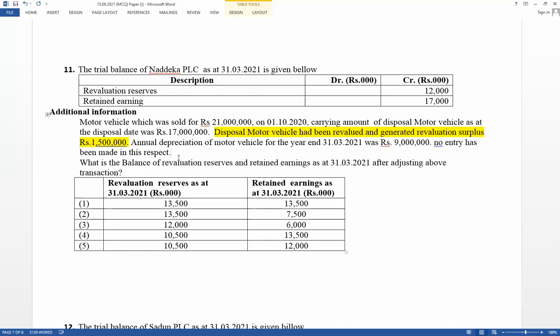An annual depreciation of motor vehicle for the year end 31st March 21, it has given 9,000. No entry has been made in these respects. Thus, what is the balance of revaluation reserves accounts and retained earning as at 31st March 21 after adjusting above transaction? Think retained earning, effect for retained earning, income and expense, and revaluation reserves account balance also given. Revalue කරපු asset එකක් විකුණලා. Right, there's closing balance of revaluation reserves and retained earning.